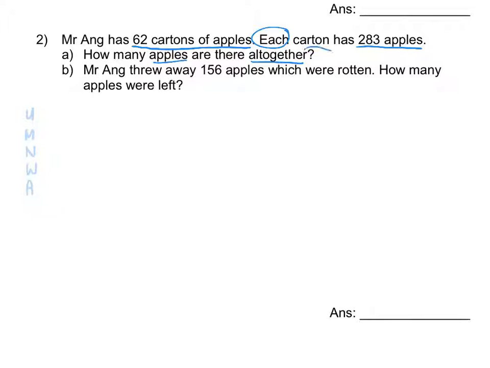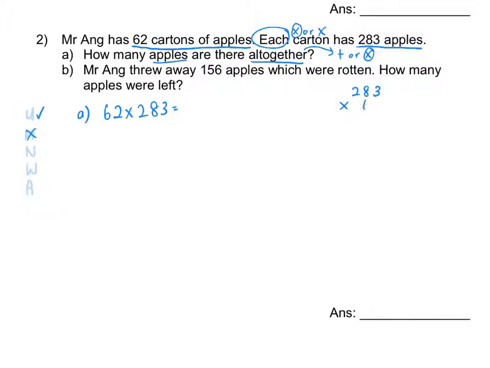Same thing, altogether is either a plus or times. Now you gotta ask yourself, is this a plus or times? Are there equal groupings over here? Yes, the word each suggests equal grouping, so this question would be a times. So underline done, model is not necessary. We go on to the number equation for part A. So I will write down 62 times 283, and let's find out the answer together.